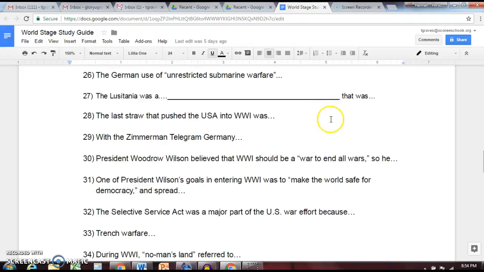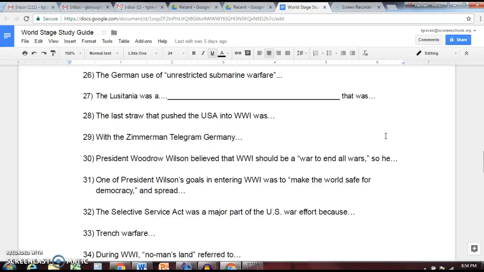Number 30, President Woodrow Wilson believed that World War I should be a war to end all wars, so he created the League of Nations, a giant international alliance that he was hoping would be the solution to all wars. People would talk out their problems and have no reason to go to war. Number 31, one of President Wilson's goals in entering World War I was to make the world safe for democracy and spread democracy. That's a terrible question. Sorry about that.